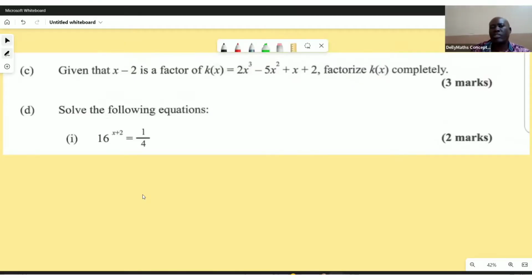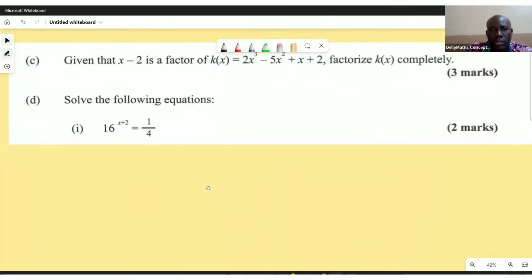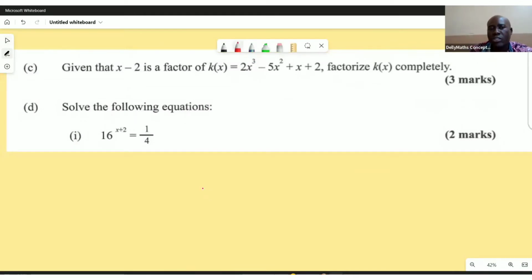that x minus 2 is a factor of k of x, which is equal to 2x to the third minus 5x squared plus x plus 2. Factorize k of x completely. All right, with a question like this, what we want to do is to use long division to help us out. Based on the context, synthetic division would be good, but based on the context of this syllabus, we're going to be using long division to divide through this, and then when we get the quotient, we factorize that again to get the other two factors.